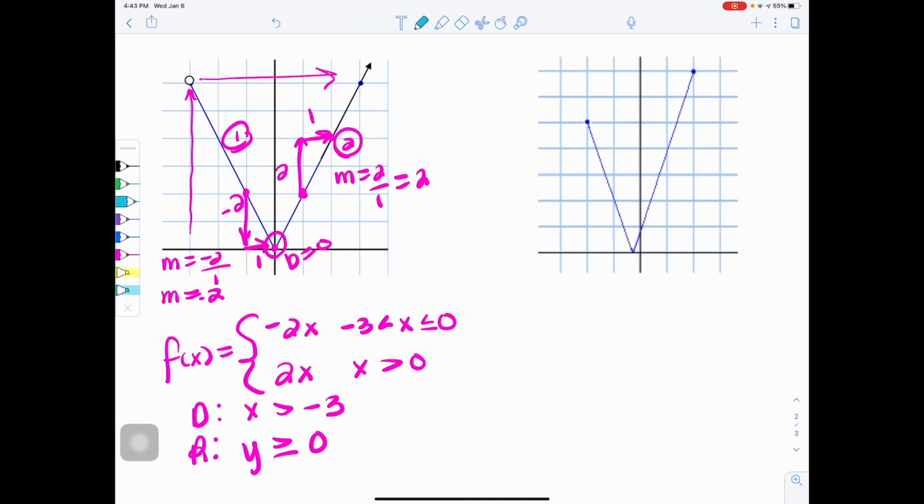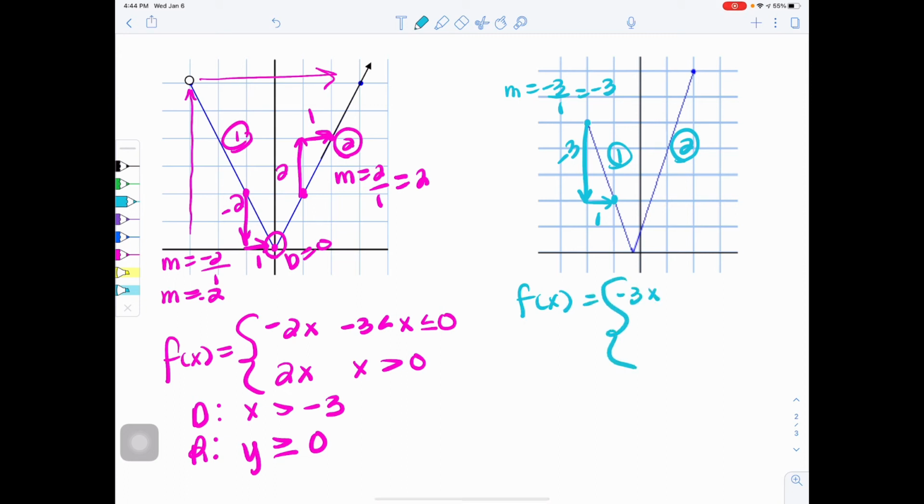Looking at the last one on the right, we have our 2 pieces. If I look at this first one, I have a point here and here. So I'm going down 3 to the right 1. So my slope would be negative 3 over 1 or negative 3. So I'll again use f of x. And I know a negative 3 has to go in front of my x.